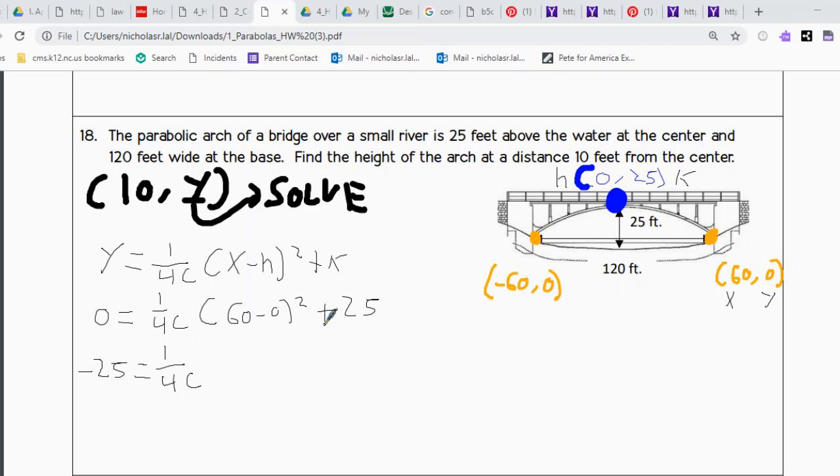Why subtract 25? All right, so I did that. If we get that 60 times 60 is 3,600, this can become 3,600 over 4c equals negative 25 over 1. We can cross multiply and say that negative 100c, negative 25 times 4 is negative 100, is equal to 3,600. And that c is equal to 3,600 divided by negative 100.